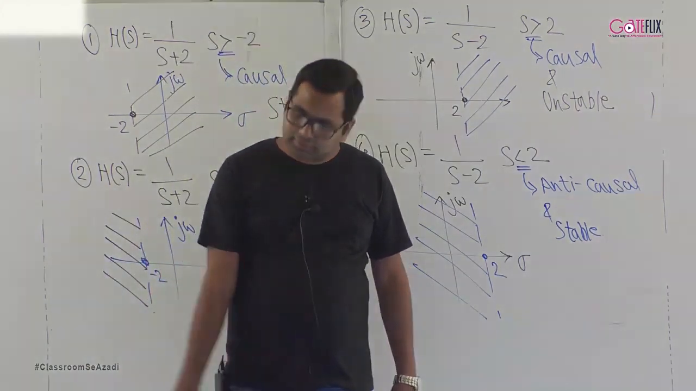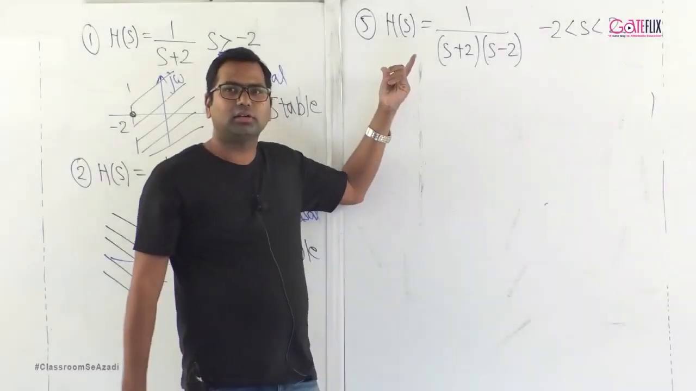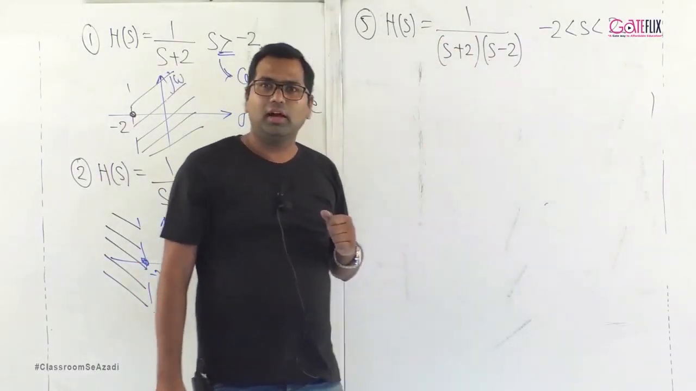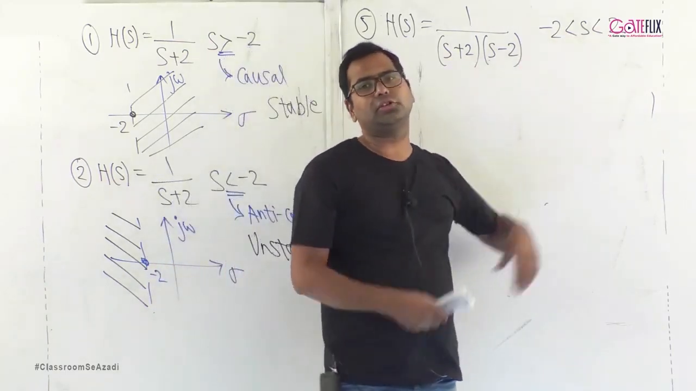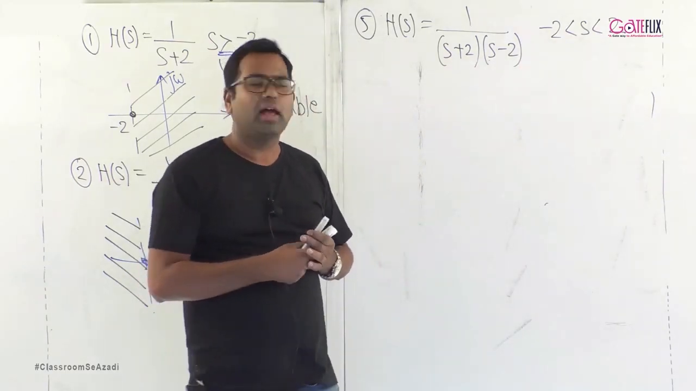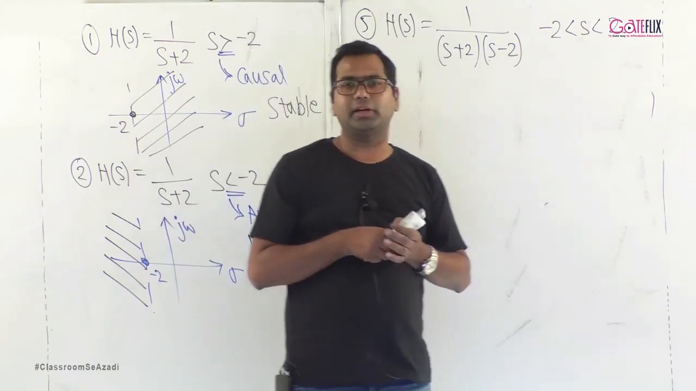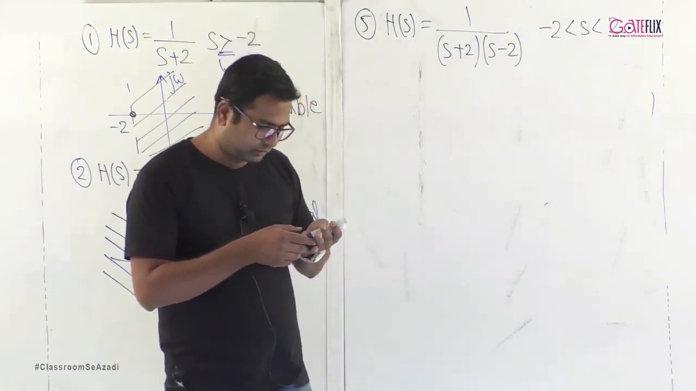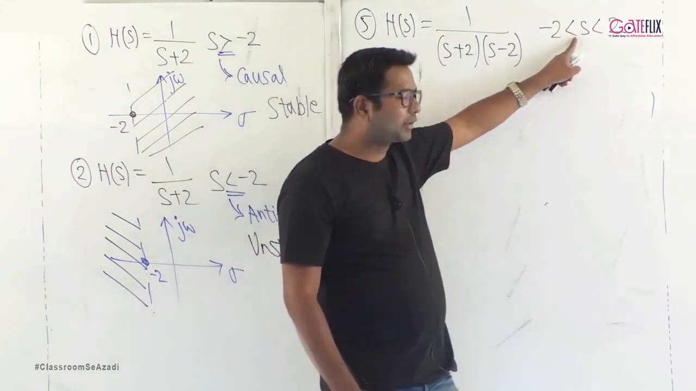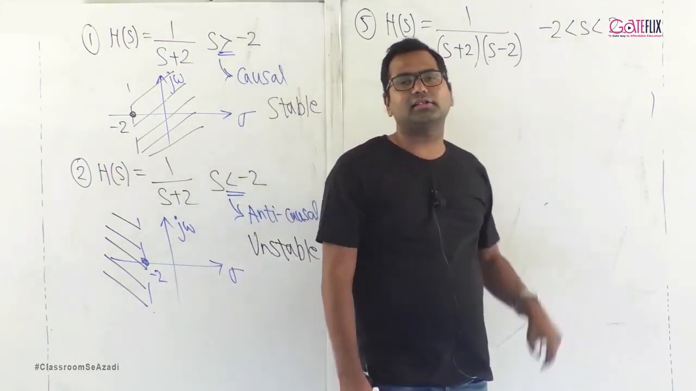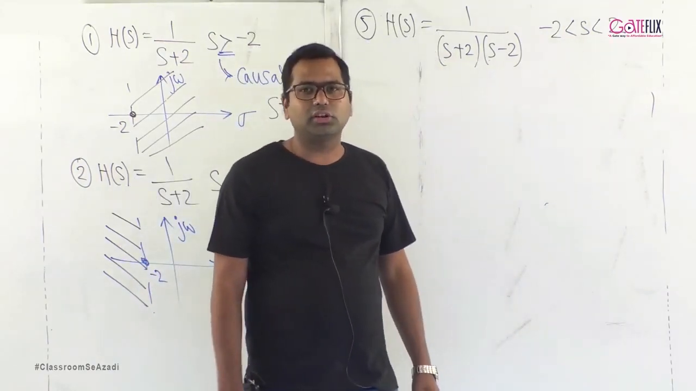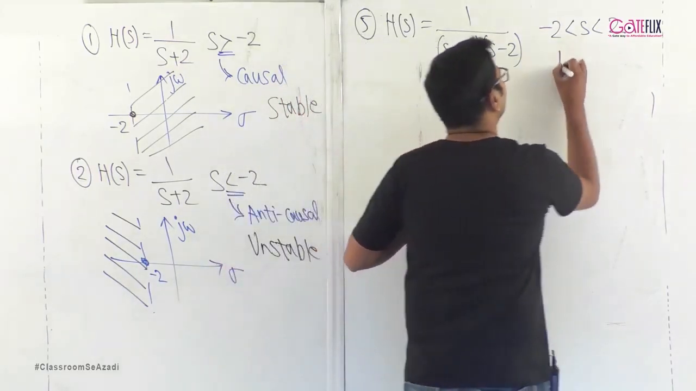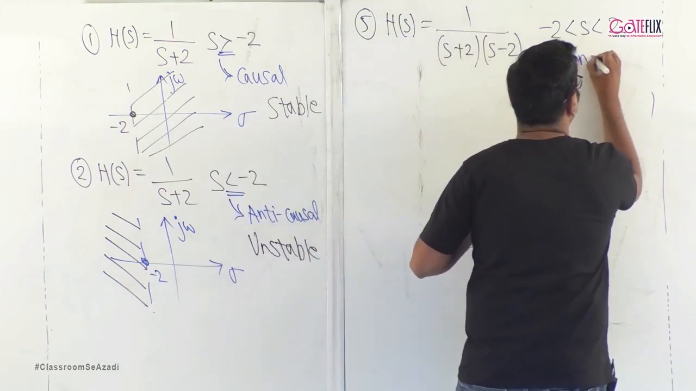We will take another example. In this example, the transfer function is 1 upon s plus 2, s minus 2, and the ROC is between minus 2 and plus 2. As you can observe from the ROC, we can predict that the transfer function in this case is a two-sided signal. Now, there is greater than sign also in the ROC and there is less than sign in the ROC. Since there are both the signs, we cannot call it causal or anti-causal. In this case, we will call it non-causal.